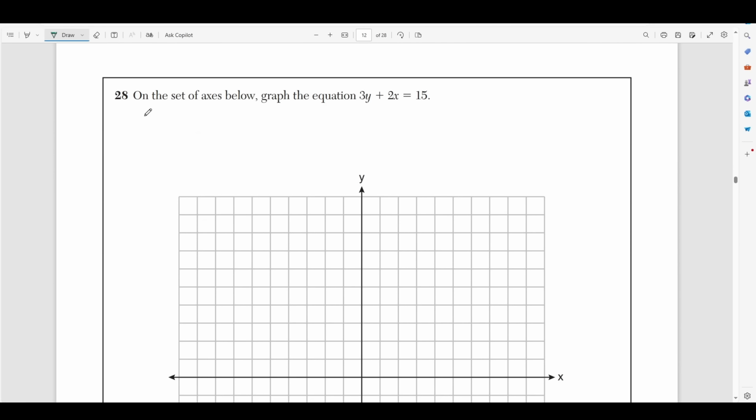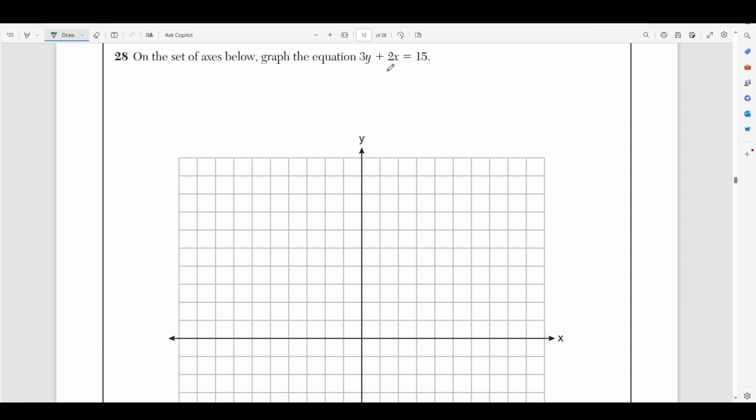Same thing. Moving on to number 28, it says, on the set of axes below, graph the equation 3y plus 2x is equal to 15. So in order to graph this, all you need to do is convert it into y equals mx plus b, or point slope form, right? How do you do that? Just solve for y. So to solve for y, I'm going to move everything to one side. So I'm going to subtract 2x on both sides, right? And I get 3y is equal to 15 minus 2x. Then I'm going to divide by 3 on both sides, and I get y is equal to 5 minus 2/3 x.